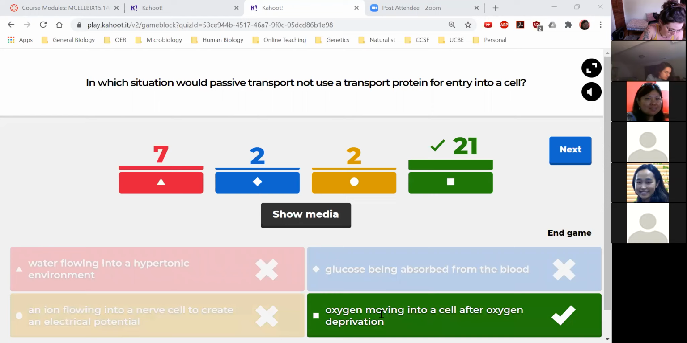So the correct answer we're looking for is actually oxygen, because oxygen usually just moves across the membrane by diffusion. And we don't really have a membrane protein to help oxygen move, because it doesn't really need that help. Usually it's just the oxygen concentration gradient in the lungs or in your tissue.